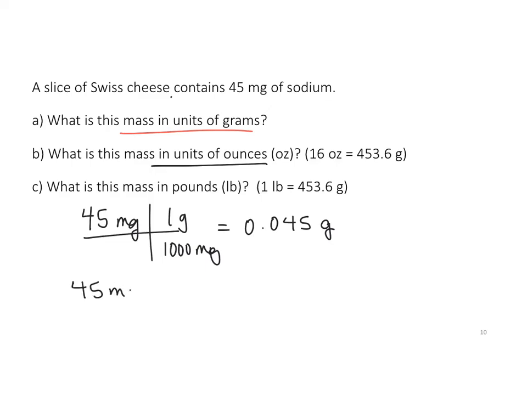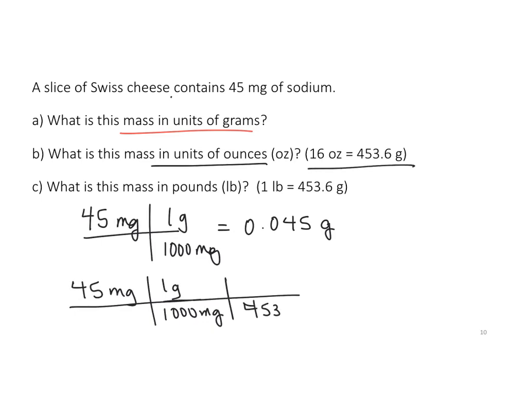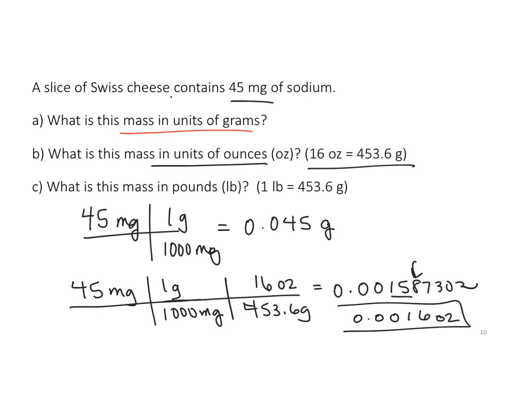Okay, so 45 milligrams, of course you can go milligrams to gram, and then here 453.6 grams for 16 ounces. That's your conversion. So now you take 45 divided by 1,000 times 16 divided by 453.6. That's 0.00158730. You want 2 significant figures, 0.0016. That's going to round because of the 8, and that gives you that many ounces.